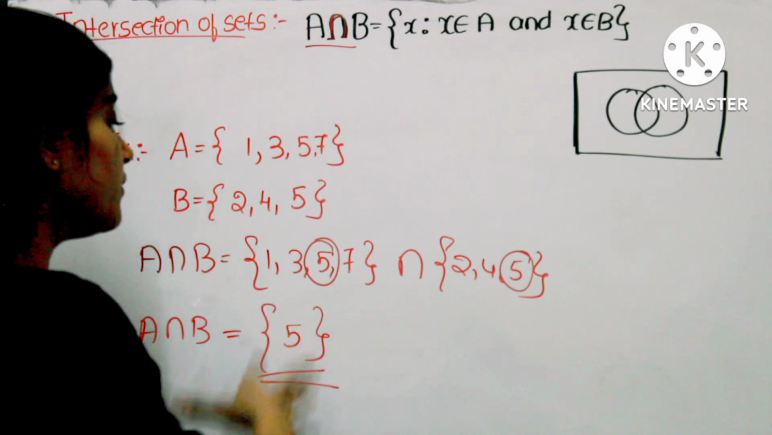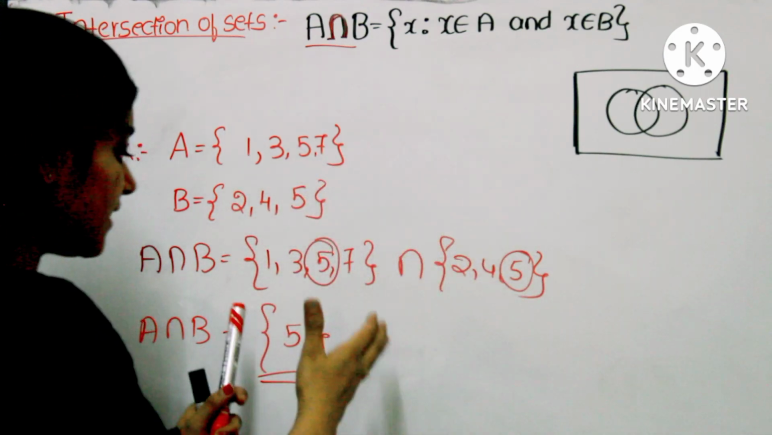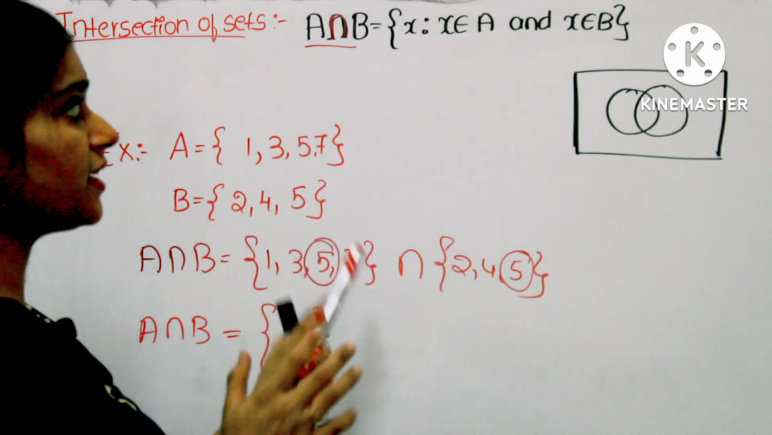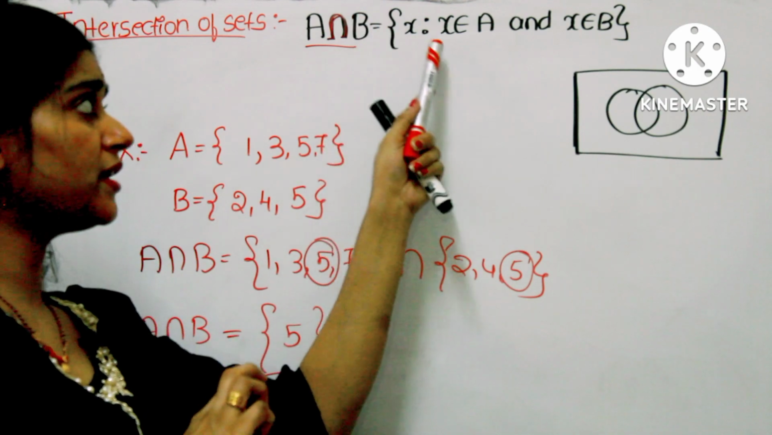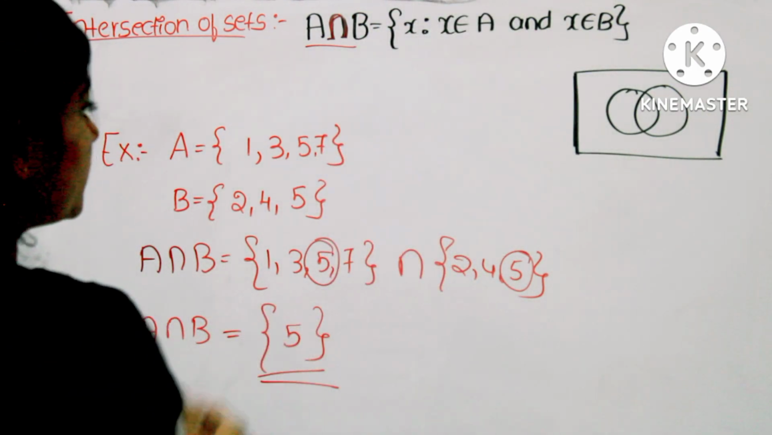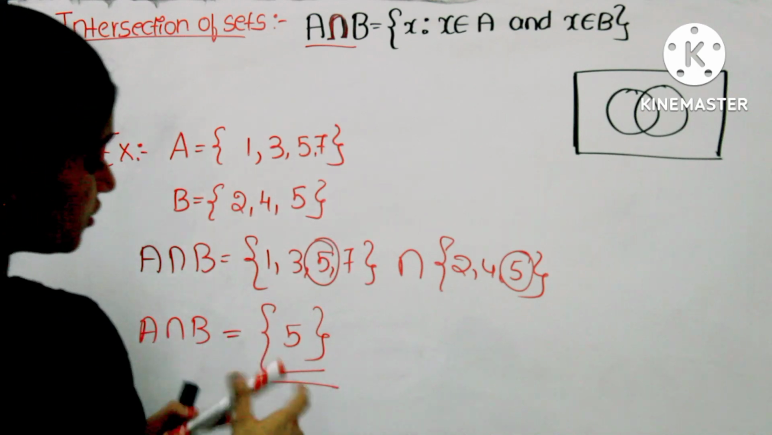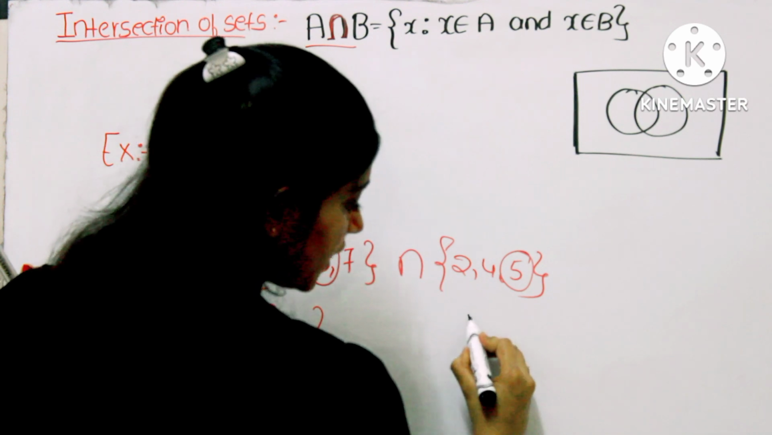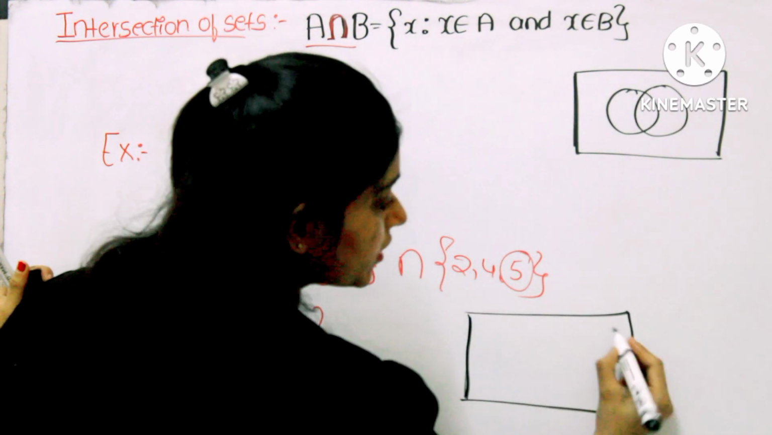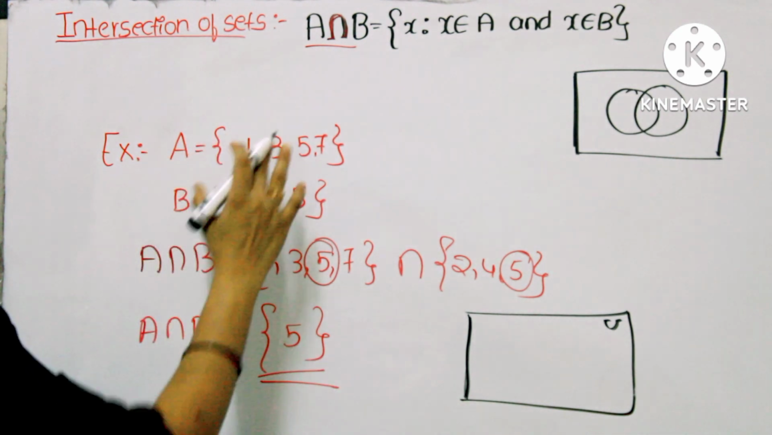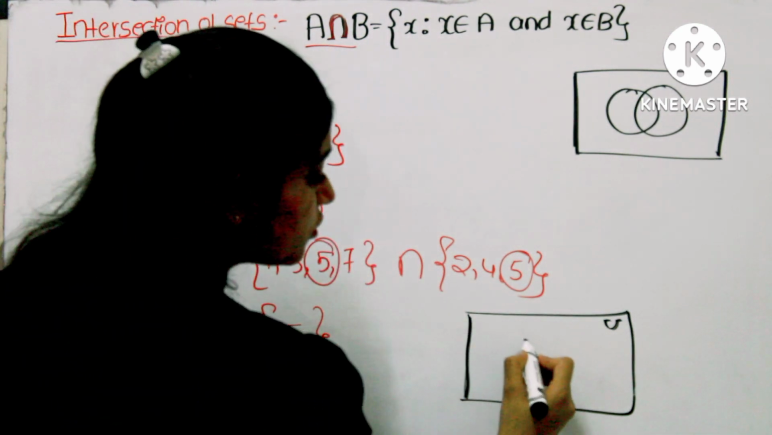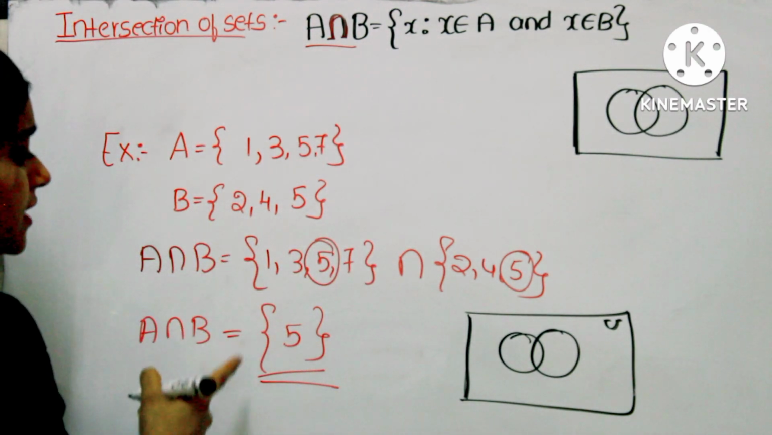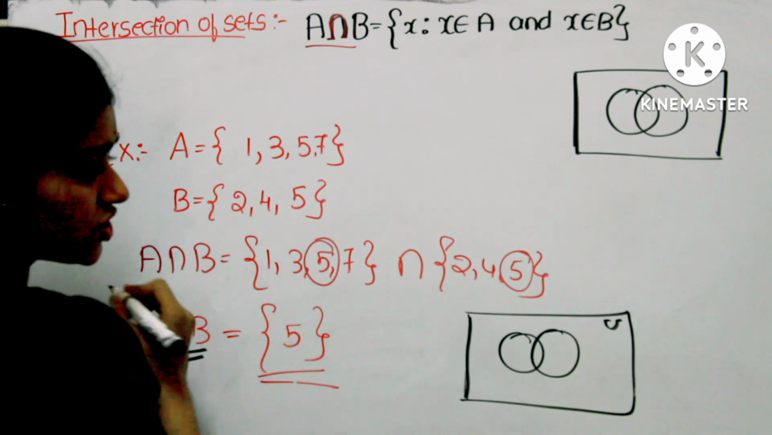In union what we did? We wrote all the elements. But in intersection only common elements, meaning the element should be in A and in B. So this is A intersection B. If you do the Venn diagram for this example, how is it? We have to show the universal set in a rectangle. I did not take any universal set. We have to draw two circles because we have two sets A and B. And first we have to see A intersection B. So what is A intersection B? 5.